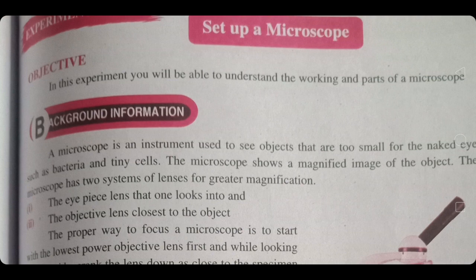The microscope has two systems of lenses for greater magnification. One lens is the eyepiece, which is close to the eye and through which we can see the image, and the second lens, which is close to the object, is called the objective lens. Both lenses are convex in nature. Since two lenses are used in a compound microscope, it is called compound.